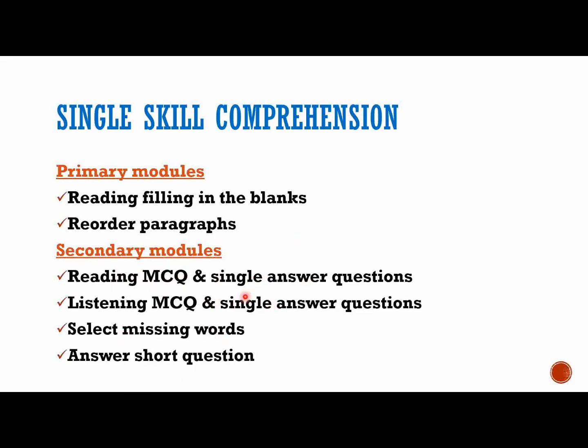So these four modules are not much important. Only these two modules are most important. If you add up these four modules, then they will contribute only 15 points in the total PTE, but only reading fill in the blanks is contributing 15, then 6 points from reorder paragraphs. So just focus on these modules. So if you want to improve your score in single skill comprehension, don't focus on these, even if your targeted score is more than 70 or 80.